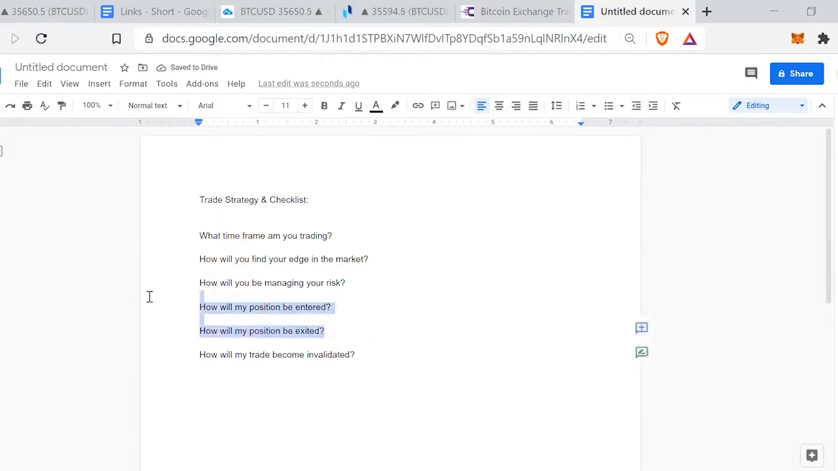Both of them work. Just make sure that you do write them out. Write them out in as much detail as possible. And when you are looking at the charts, you are using this as a reference guide to figure out when you're going to be entering and not. And then lastly, how will my trade become invalidated?